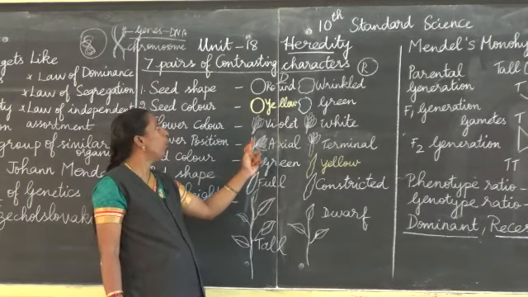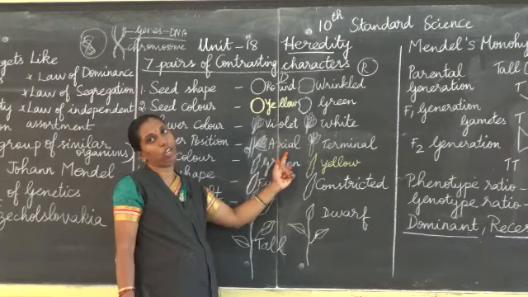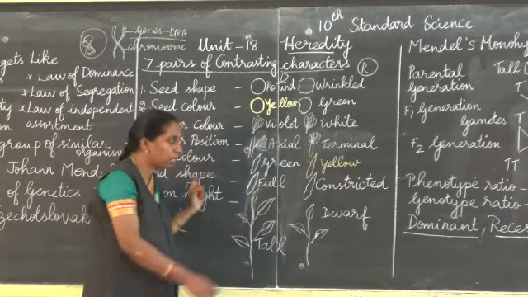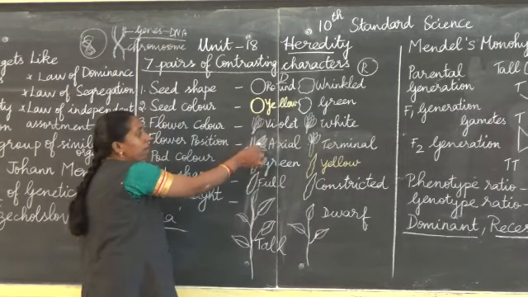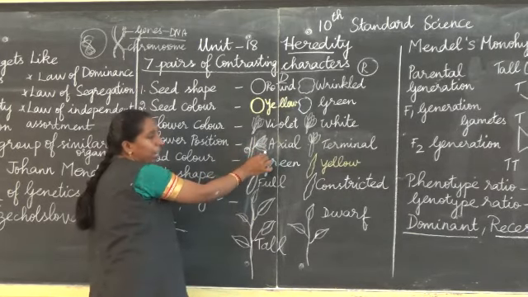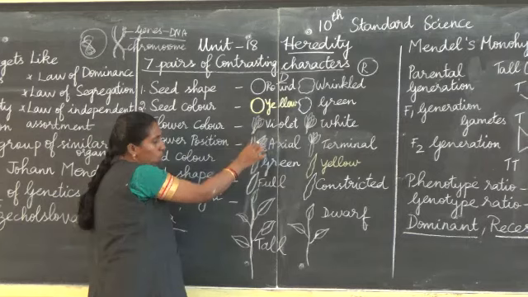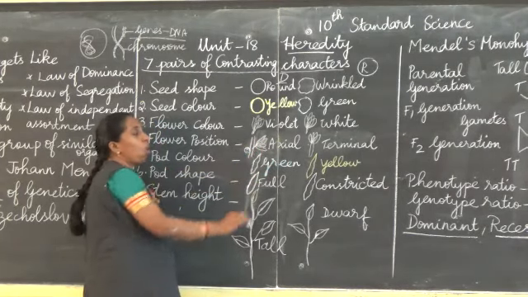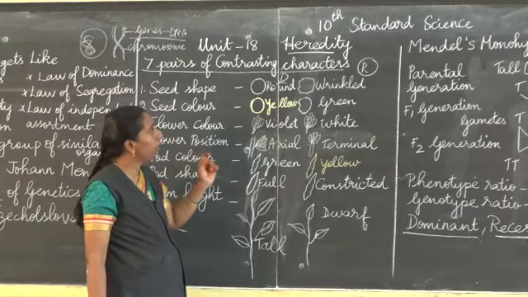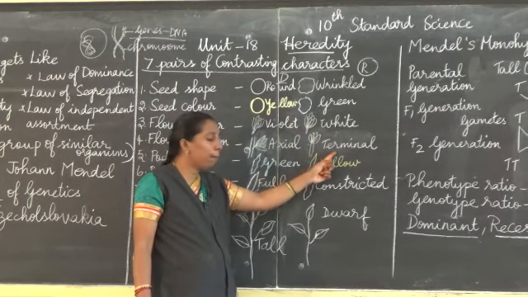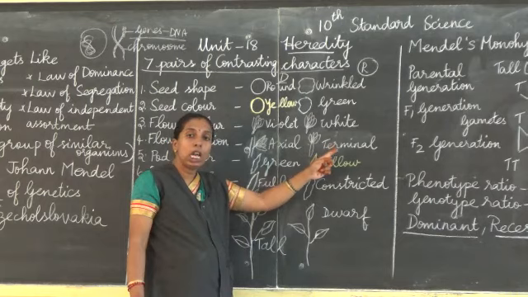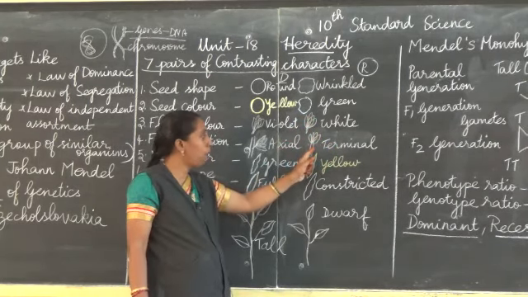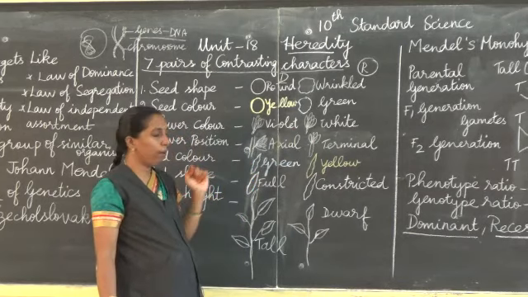Flower position: the dominant one is axillary or axial. Axillary or axial means the flower is located at the side of the stem. And the flower position terminal is the recessive one. Terminal means the flower is found at the tip.